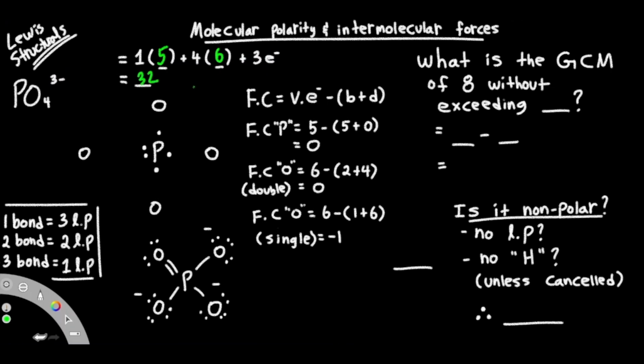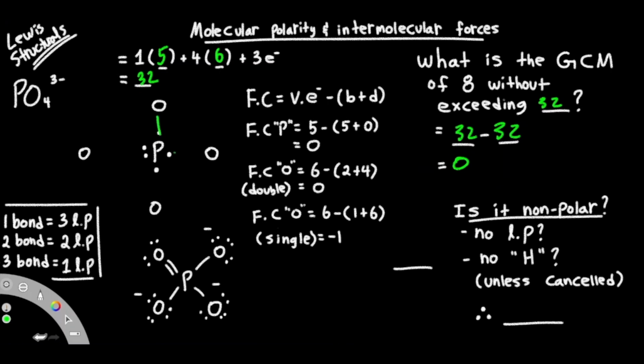All right. What is the greatest common multiple of 8, without exceeding what value? It's going to be 32. We cannot exceed this number here. Well, 8 times 4 gives you 32, so that's perfect. And then we're going to subtract this value here that we got on the left. You just find the difference between the two. You end up getting 0. This means that there should be 0 electrons on the outside of that central atom of phosphorus.